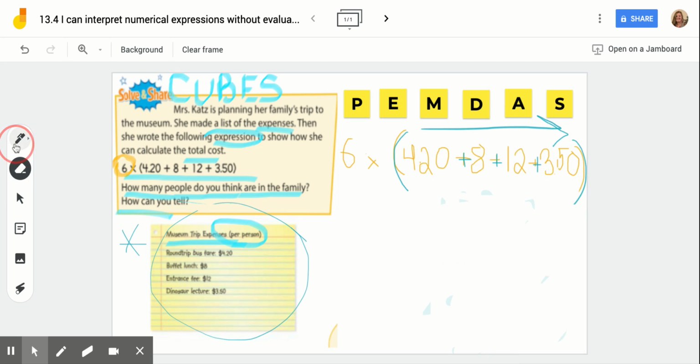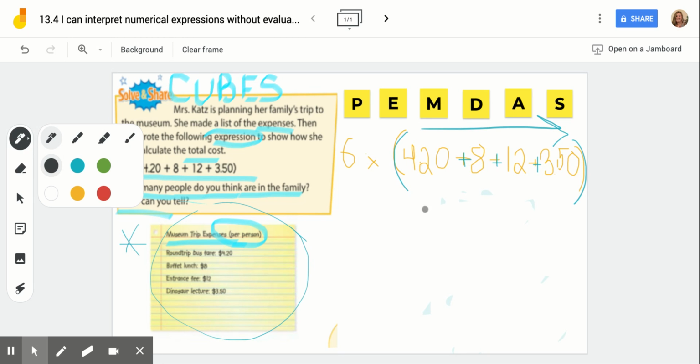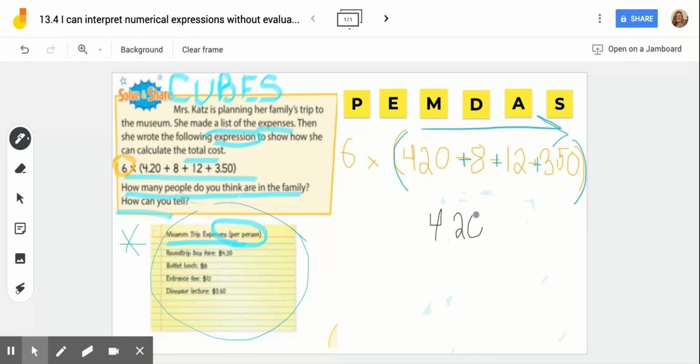So let's see if we can rewrite that a little bit smaller so we can fit everything together. $4.20. That's my cost for bus fare. $8, which we know is a whole number because it's an expense, right? It's $1. So it's written like this with the 8 in the ones place. You don't want to forget that because if we put it in this column, it's a decimal.